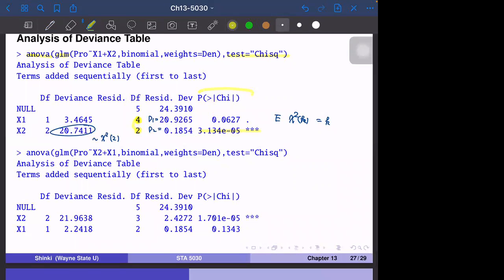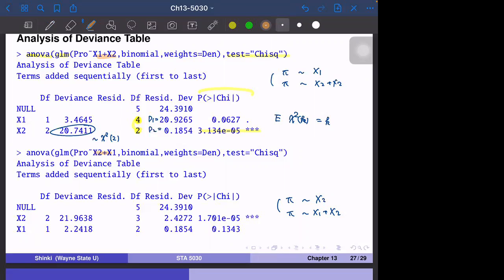And actually, if we change the order of X1 and X2, the result becomes different, because this is a sequential model. So basically we compare the probability pi on X1 against pi on X1 plus X2. But here, in the next table, we compare pi on X2 and pi on X1 plus X2. So we test between these two hypotheses, so the meaning is different.